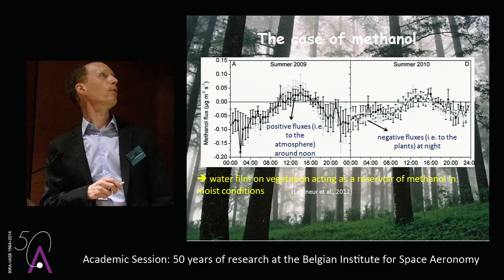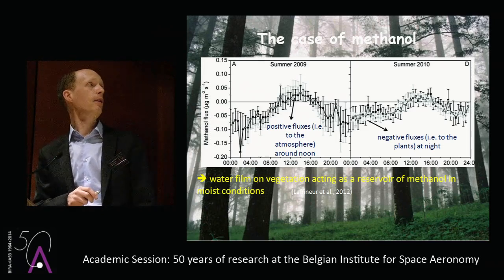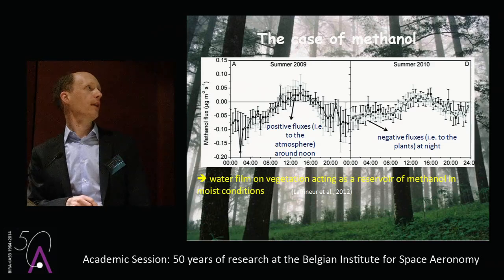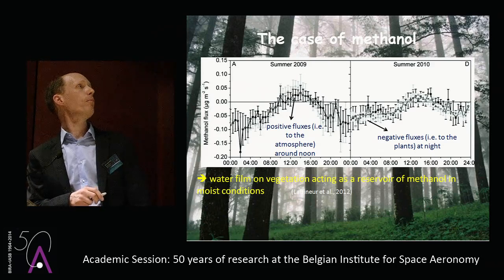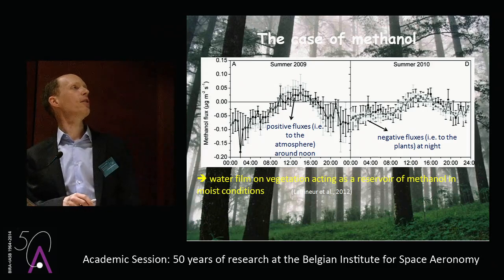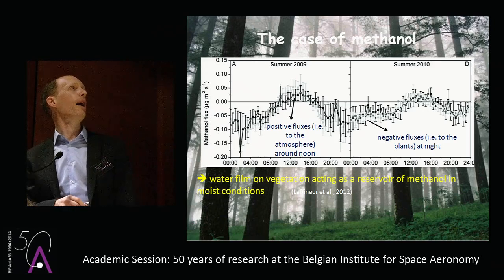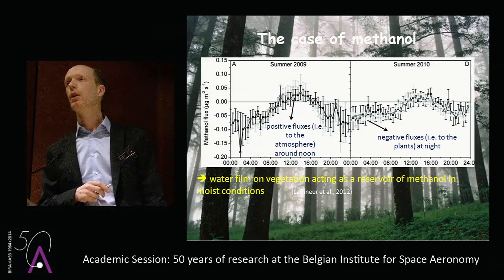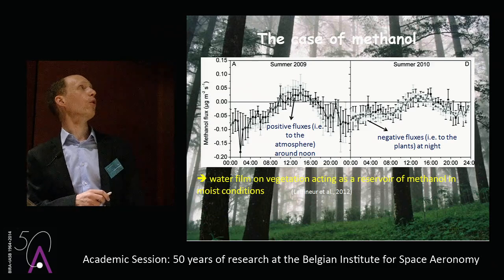You have summer of 2009 and summer of 2010. That's the diurnal cycle. That's around noon, and you have a positive flux, which means a flux to the atmosphere. And during the rest of the day, especially during the night, we have a negative flux. So that was a bit surprising to have such large negative fluxes, which on average are much more important than the positive fluxes. And that's even worse during the winter.